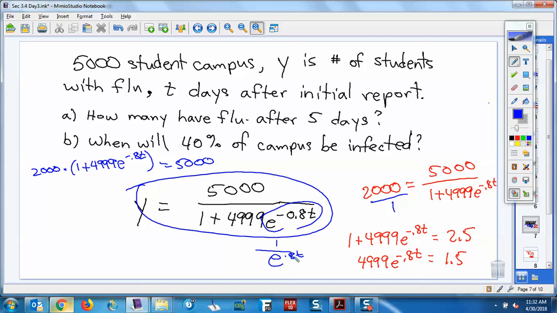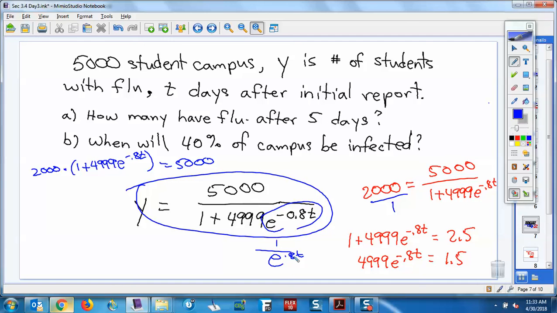What's 1 plus a really, really, really small number? Basically, 1. It's 1 plus 0.00000 something. That's basically 1. So as t gets really big, the bottom is essentially becoming 1. And what's 5,000 divided by basically 1? 5,000. Now it's not quite 1, it's 1.00 something.